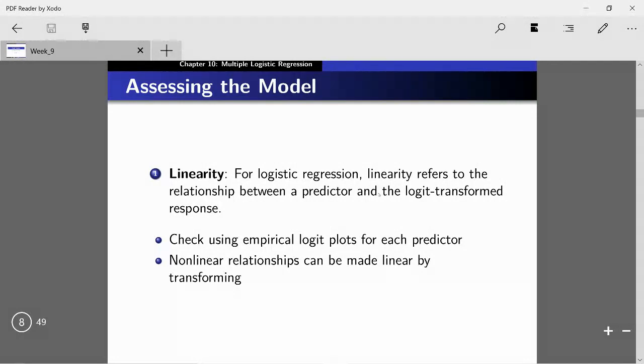And if we have a nonlinear pattern in the empirical logit plots, this can inform us of potential transformations of the predictor variable that might be helpful. So unfortunately, for multiple linear regression, sometimes we could do a transformation on the response variable. But we can't really do that here. For logistic regression, the response variable always needs to be binary, the zeros and ones. So the transformation can't be on the y, it can only be on the predictor variables now. But that's okay. The empirical logit plots can still help inform us of useful transformations that we might consider if necessary.